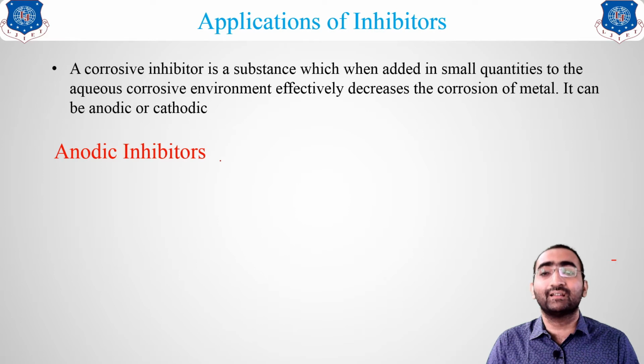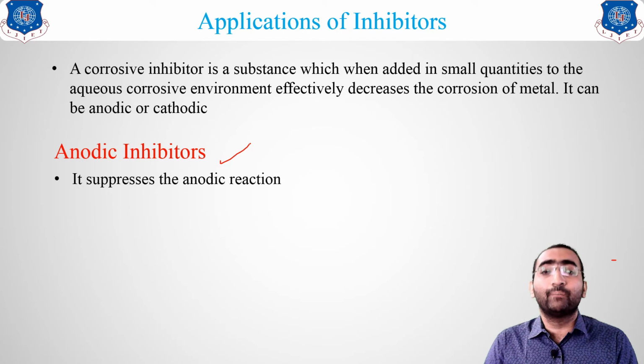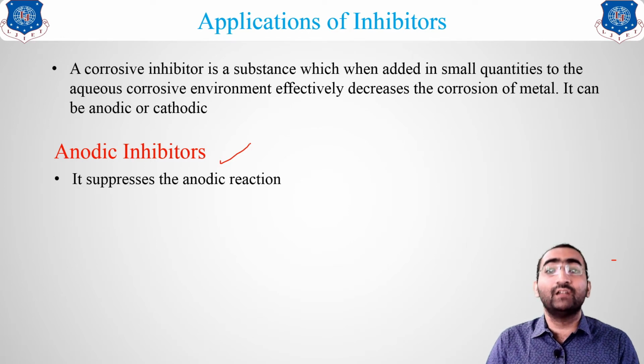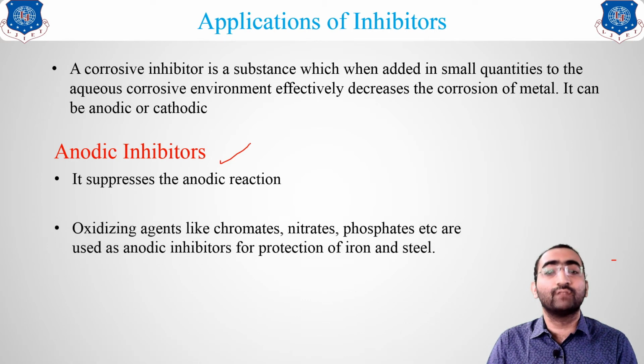Now let us discuss the first one, which is known as an anodic inhibitor. It suppresses the anodic reaction. That means it will not allow the anode to react. As we have discussed in the types of corrosion, the anodes are prone to corrosion, while the cathode will not corrode, and the anode will always go for corrosion, as we have discussed in galvanic corrosion. So here we are not allowing the anodic reaction to take place. As a result, corrosion resistance will be achieved.